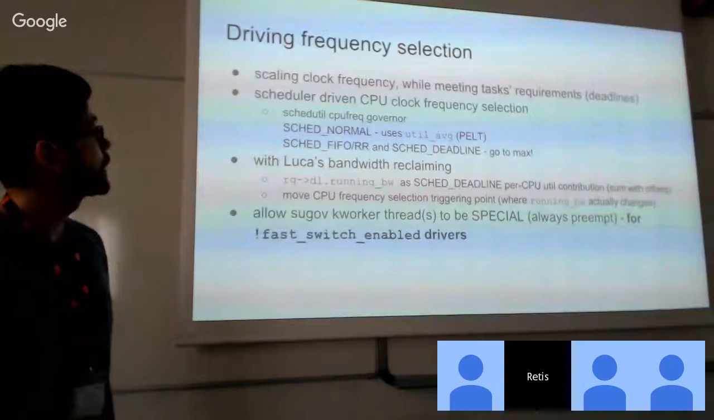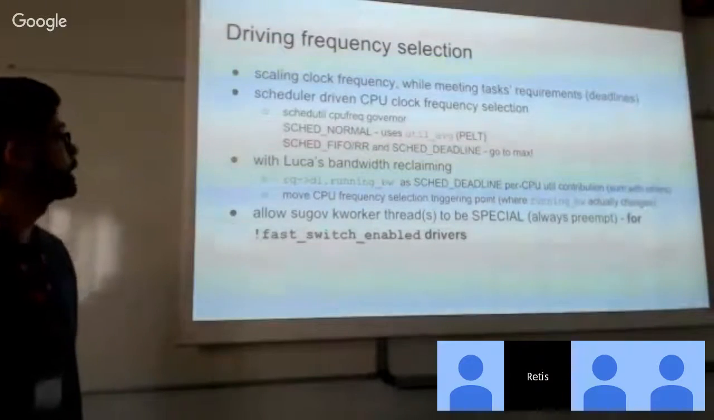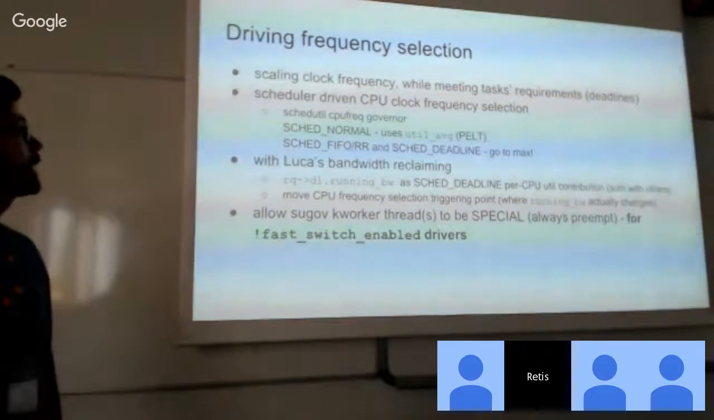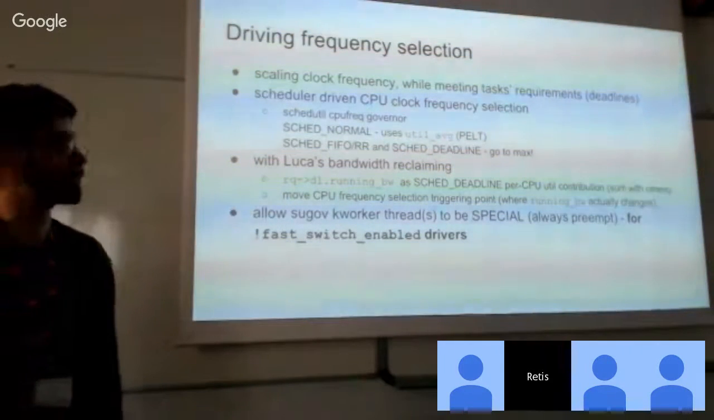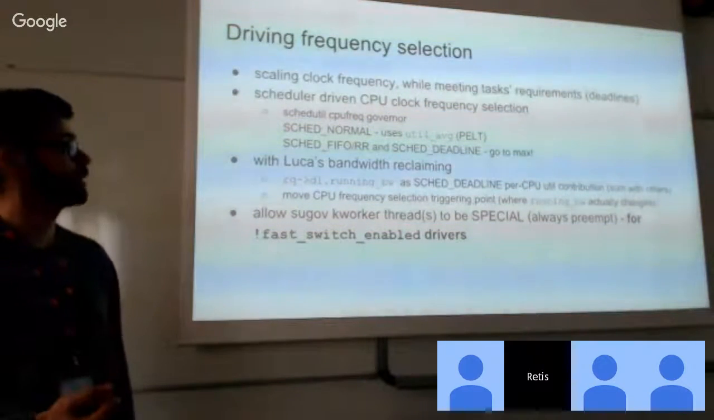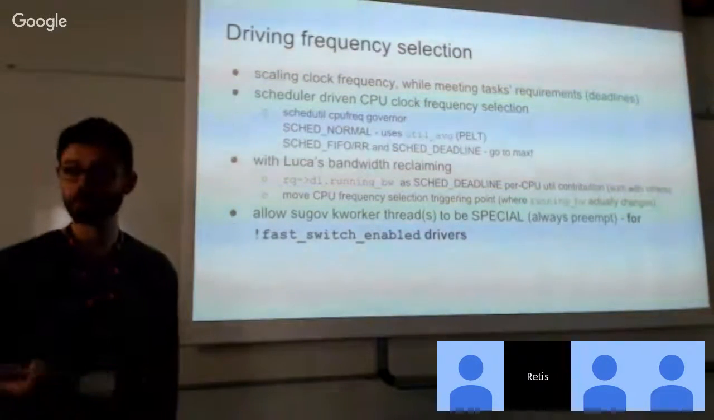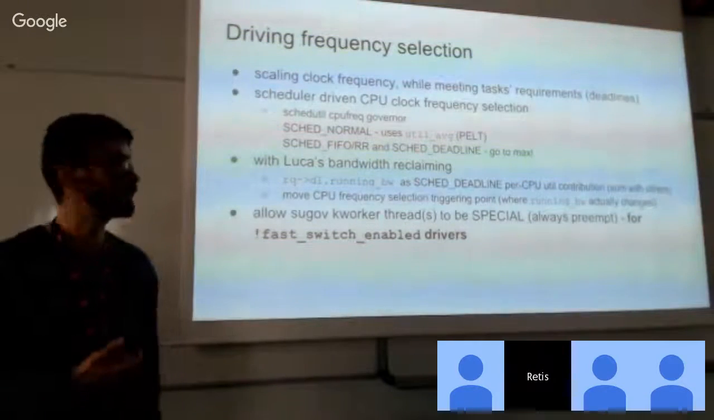So what's the plan for driving frequency selection for deadline? Yeah, the idea is that, as I was saying to you, you want to scale clock frequency but still meet task requirements, which, for deadline tasks, are of course the deadlines.